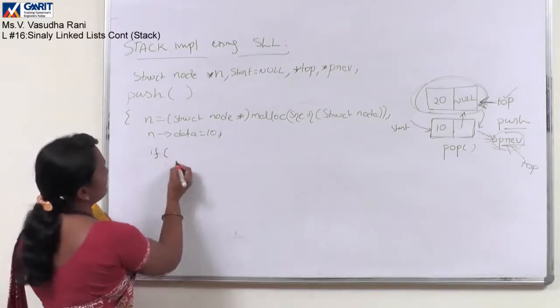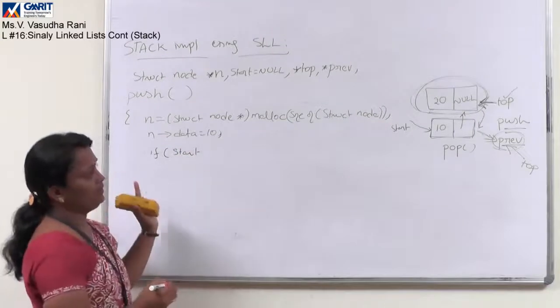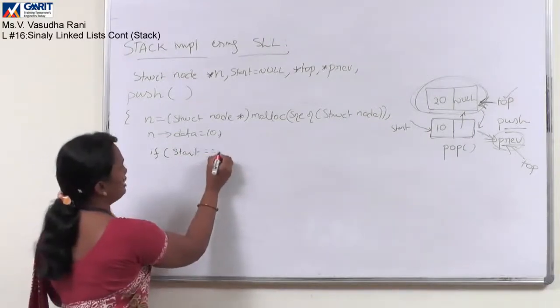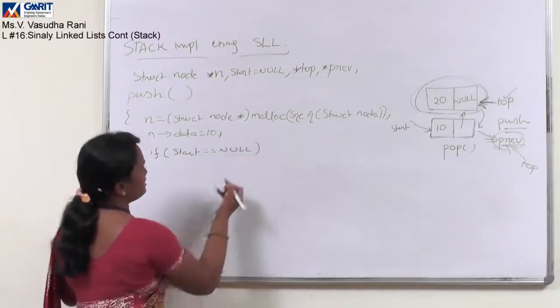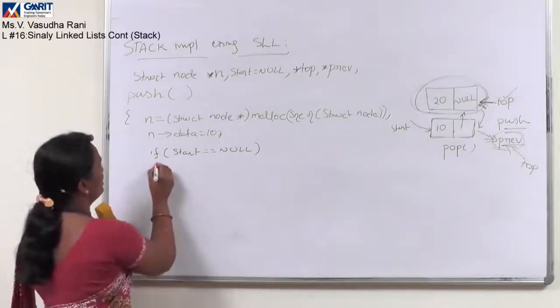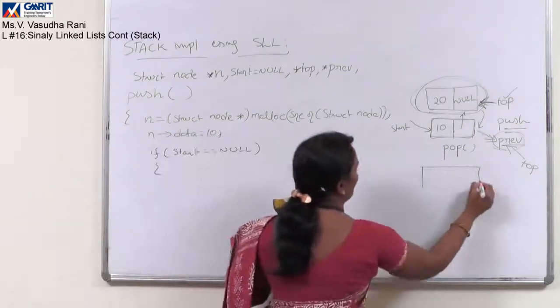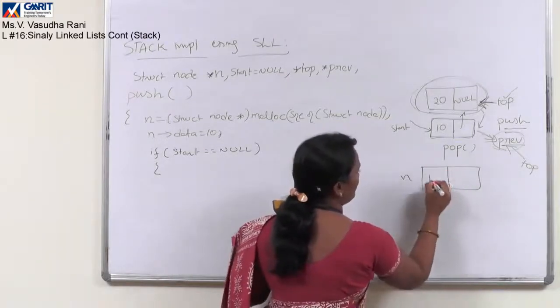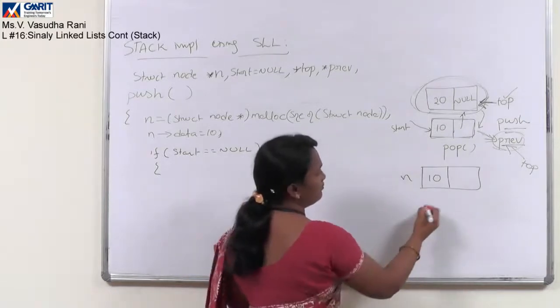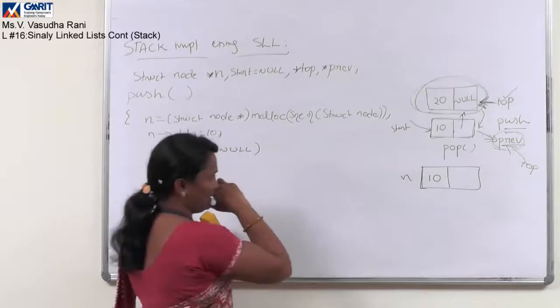So here, initially we'll start by checking whether the stack has any elements or not. To check that, if start is null, indicating that there are no elements in the stack, then our new node n with data 10 has to be inserted into our stack.